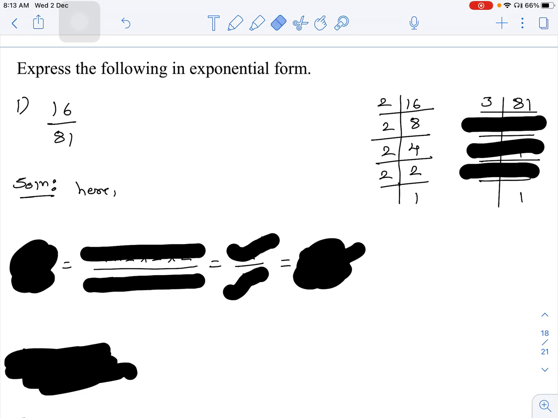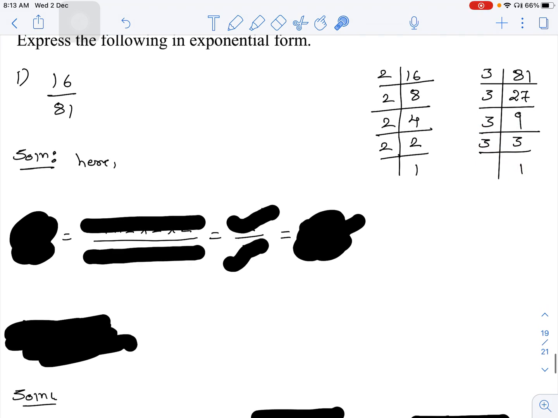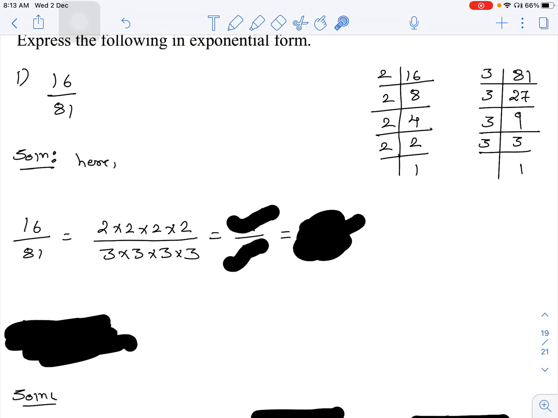Similarly, for 81 we can write: 3 27s are 81, 3 9s are 27, 3 3s are 9 and 3 1s are 3. Now these all are what? Factors of 16 and 81. For 16, 2 is multiplying 4 times. For 81, 3 is multiplying 4 times. So we can write 16 upon 81 equals, in the numerator the factors of 16, so 2 is multiplying 4 times. In the denominator we write the factors of 81, that is 3 multiplying 4 times.